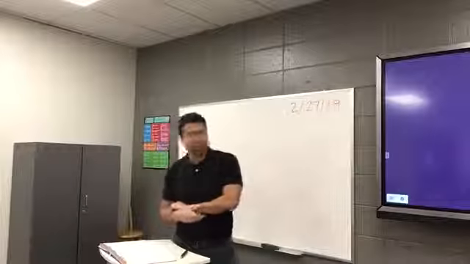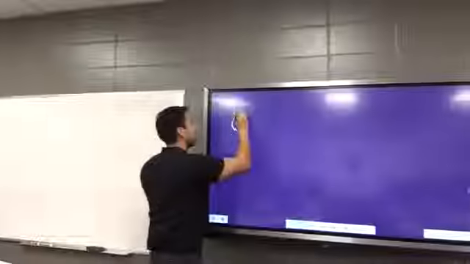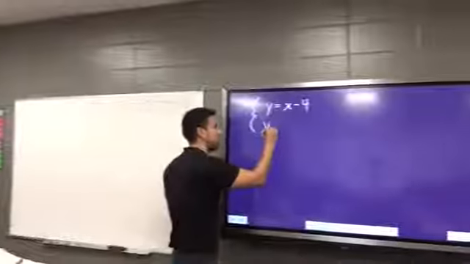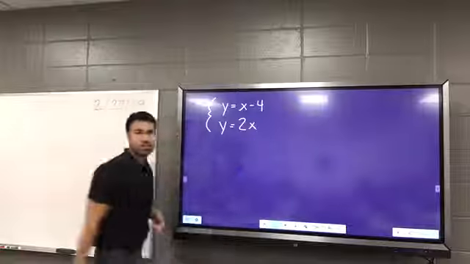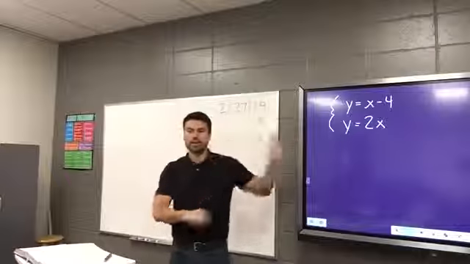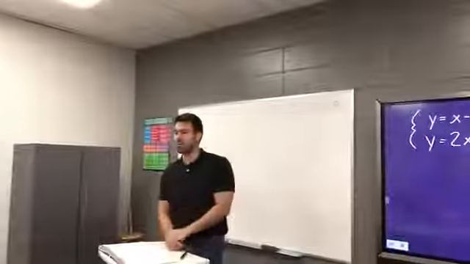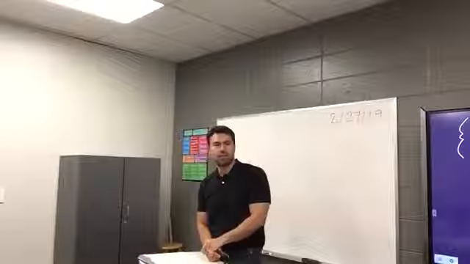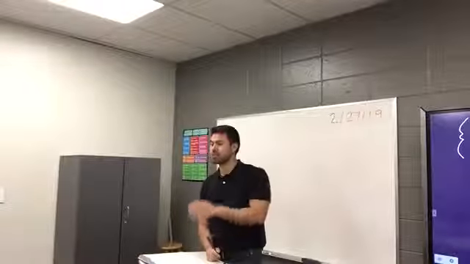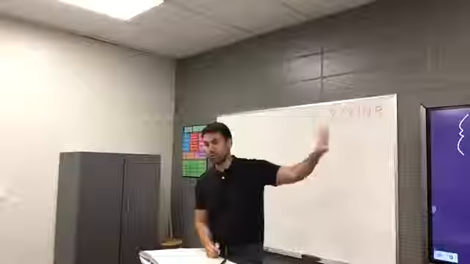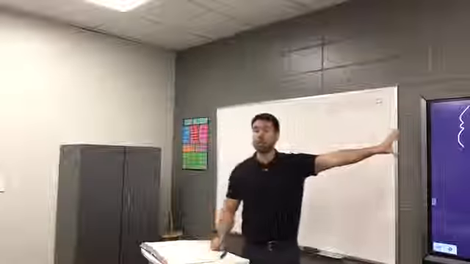Let's go with y equals x minus 4. And then y equals 2x. All right. Sorry. It's hard to see back there. What does y equal in the top equation? X minus 4. What does y equal in the bottom equation? 2x. Somebody give me another equation using that info if you know the transitive property.